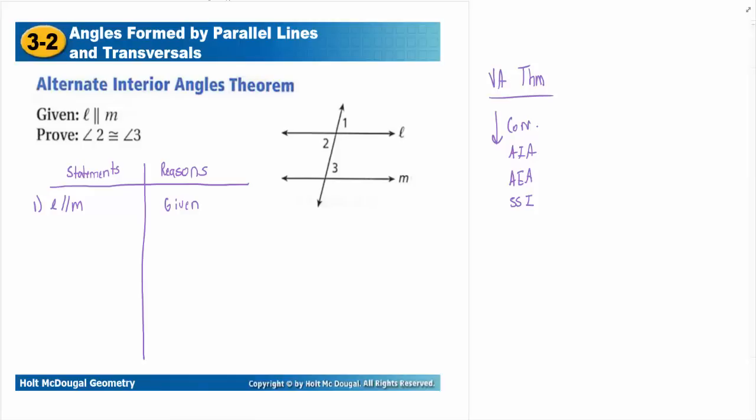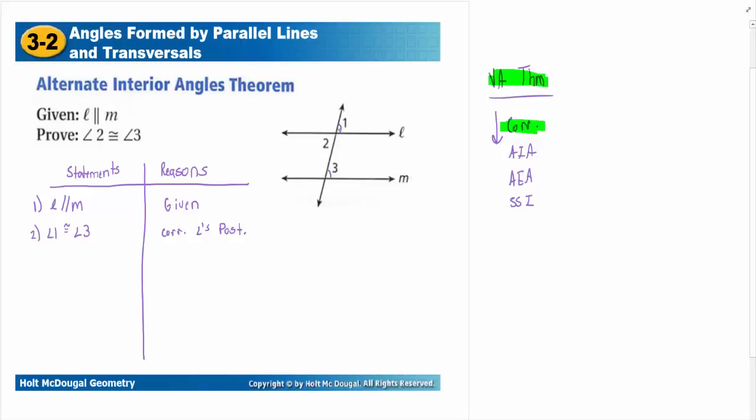The ones we're going to use for this proof are going to be the vertical angle theorem and the corresponding angles postulate. So you look at what we have. I know that angle 1 and angle 3 are congruent, so I'm going to write that out. Angle 1 is congruent to angle 3, and that's by the corresponding angles postulate. We can use the postulates at this point. We learned it right before the alternate interior angle theorem, so we can use it.